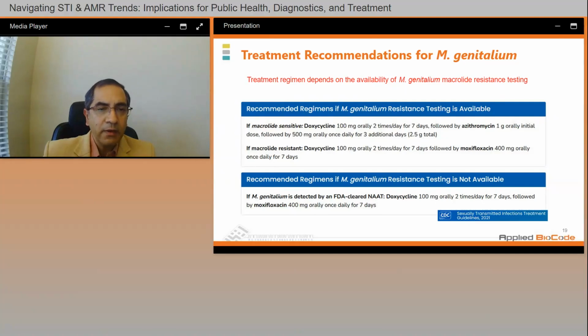On the bottom of the slide, you can see when the testing is not available, doxycycline followed by moxifloxacin is the standard regimen. However, if the resistance testing is available and the bacteria is sensitive, doxycycline followed by azithromycin is the standard regimen. If the bacteria is resistant, then doxycycline followed by moxifloxacin is the standard regimen for treatment.